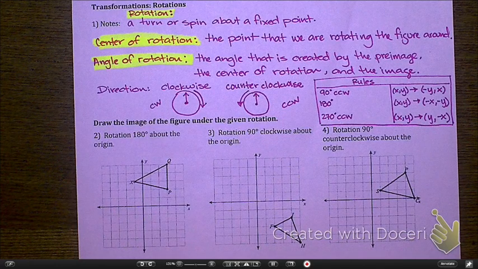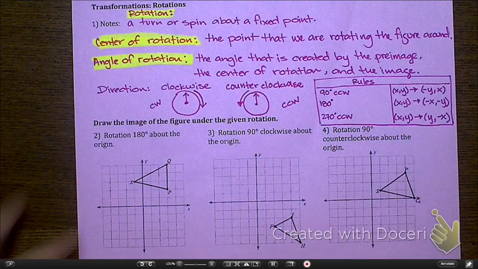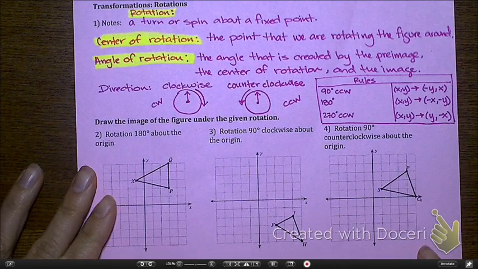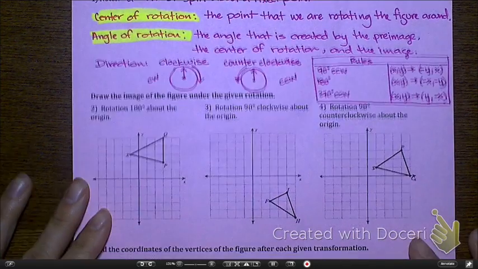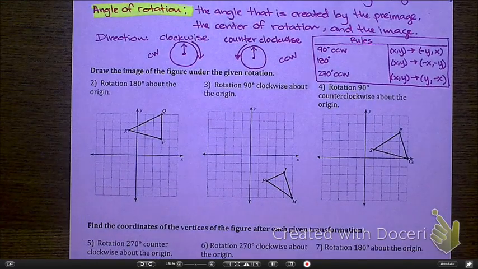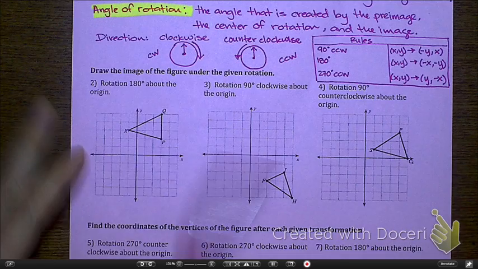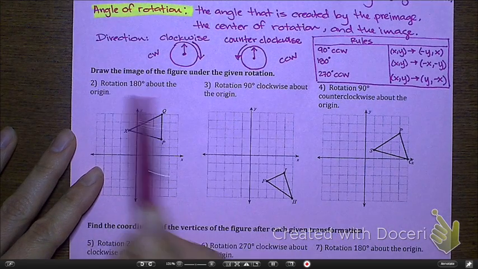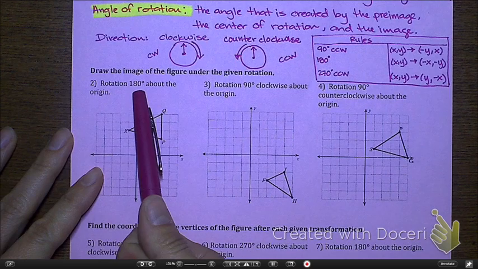Now I know right now all this is kind of confusing. It'll make more sense once we get into the examples. I just want you to have it written down for when we get to the examples. So let's look at example number 2. It says draw the image of the figure under the given rotation. Rotation 180 degrees about the origin.